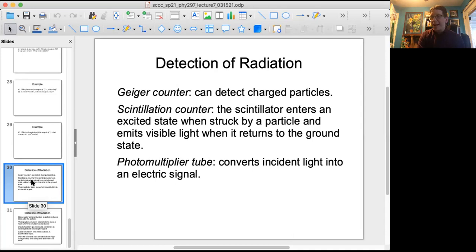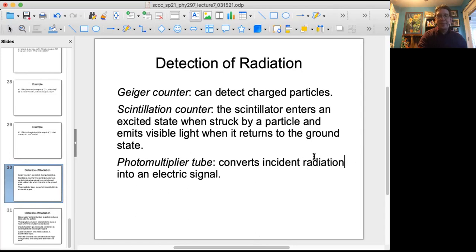And another way is the photomultiplier tube. It converts incident light, or incident radiation is probably the better way of putting it, into an electric signal. So if the voltmeter connected to the photomultiplier tube is going up, that's telling you that you're in the presence of radiation.